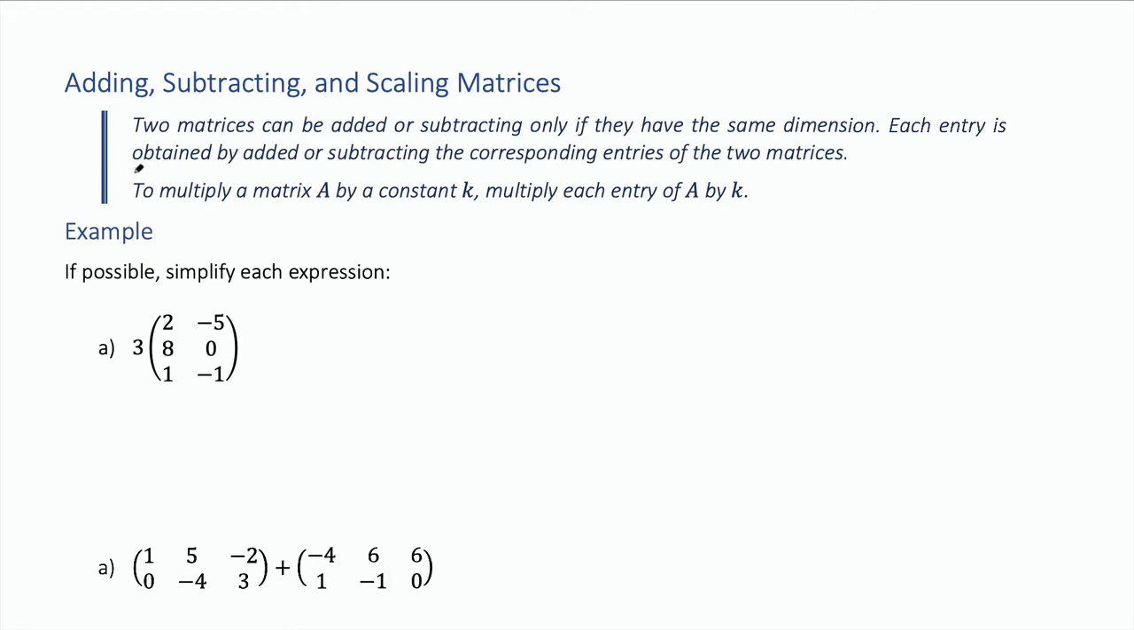The condition that we need to follow is that they have to have the same dimension. We're only allowed to add or subtract matrices that have the same dimension, the same number of rows and the same number of columns. And then to actually do the addition or subtraction, we just do it entry by entry. The other thing we can do is multiply a matrix by a constant. In this case, it doesn't matter what the size of the matrix is, we can always multiply it by a number. And all we do is take each entry of the matrix and multiply it by that number.